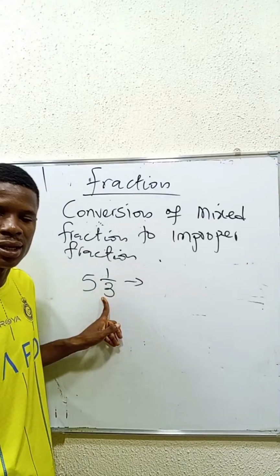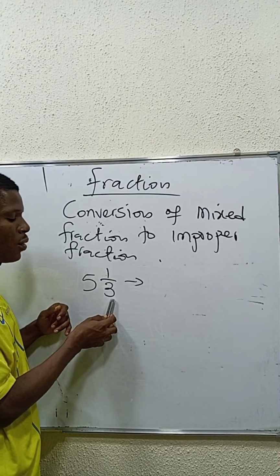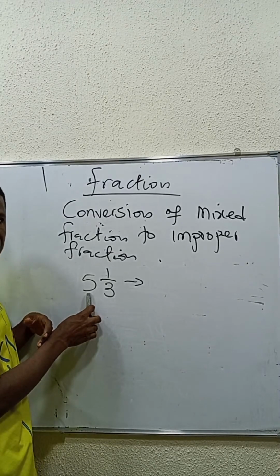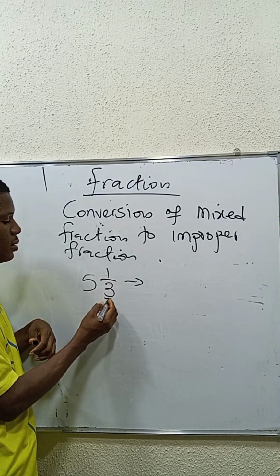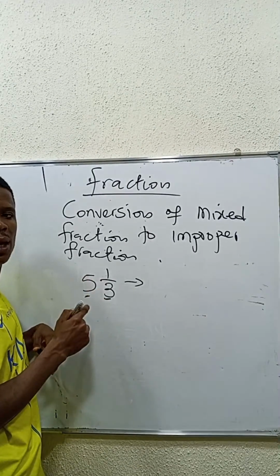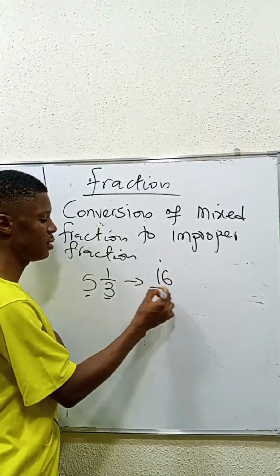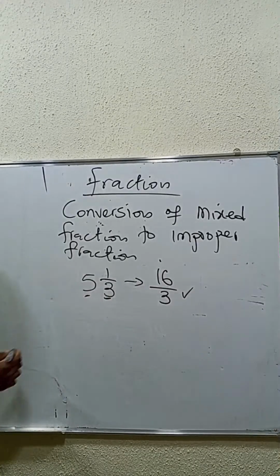So all you have to do is to multiply the denominator 3 to 5. After doing the multiplication, you add the numerator. So what are you getting? 3 times 5 is 15, right? Then 15 plus 1 is 16. You have it as 16 over 3. And that's the answer. Okay, let's look at the next one.